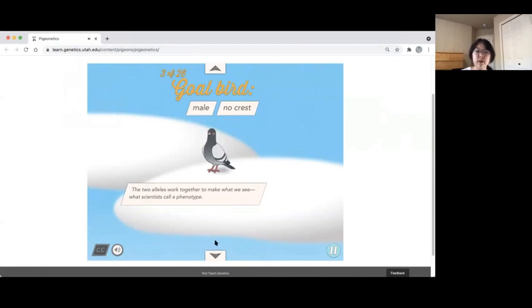Before we proceed, I should also mention that sex and characteristics have no correlation whatsoever. If a bird is male, that does not mean that he will always have a crest. Similarly, if a bird is female, that does not always mean that she will have no crest. They are completely different.